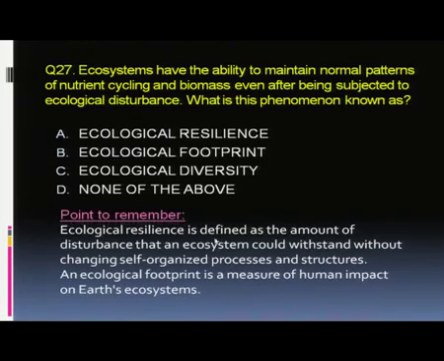Ecological resilience is defined as the amount of disturbance that an ecosystem could withstand without changing self-organized processes and structures. Whereas on the other hand, what is an ecological footprint? It is a measure of the human impact on the earth's ecosystem, how humans are impacting the earth's ecosystem. This is basically measured by the carbon emission which takes place in the air.